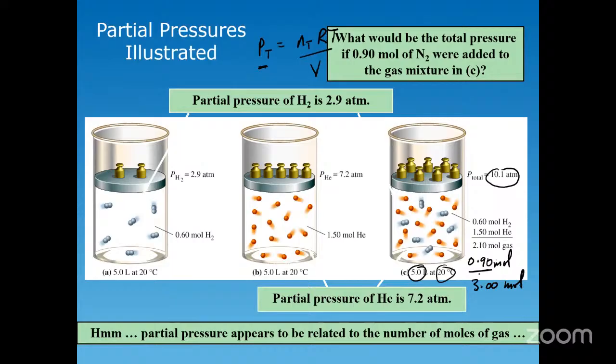This 3.00 moles will go here in this equation. And then we put the other numbers in, and that will give you the total pressure, and that's how that is done. All right. So you can try that on your own. I won't go through that right now because this thing is slowing me up.